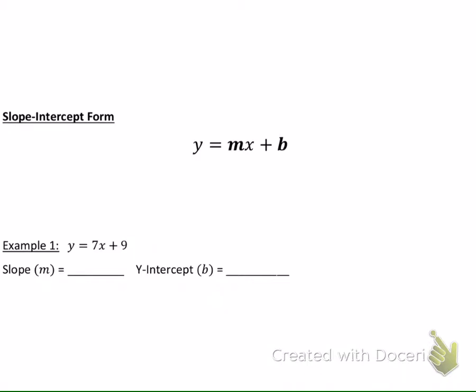So the first one is in an equation, the slope-intercept form. If I have the slope-intercept form, it's always y equals mx plus b. Always know that your m, notice how it's being multiplied by the x, it's right next to the x, is always your slope, and b is just going to be your y-intercept. So if I had an example of y equals 7x plus 9, our slope is simply the number with the x, and the number to the side, the plus 9, is your y-intercept.